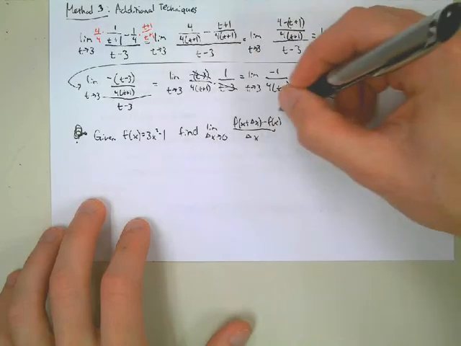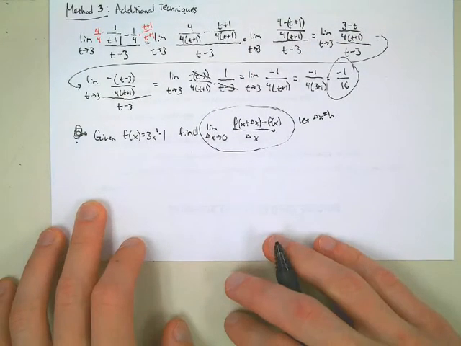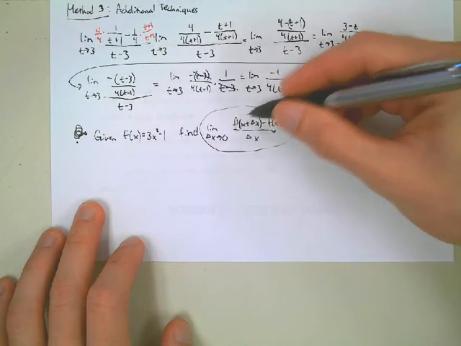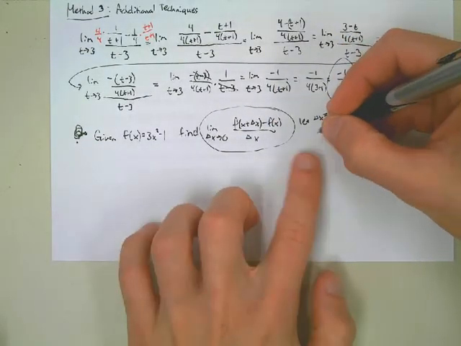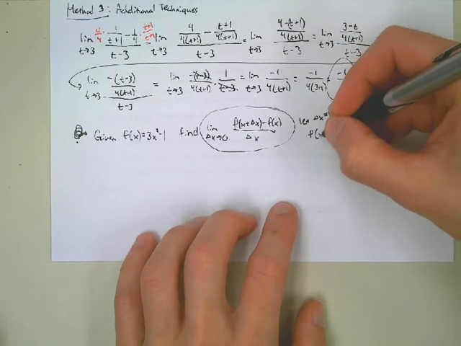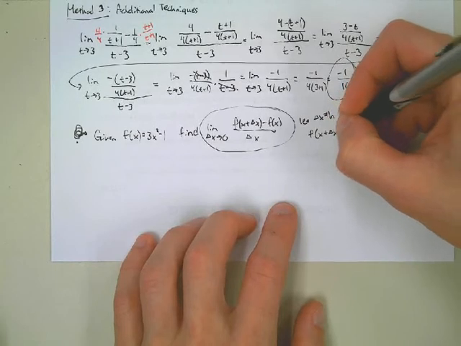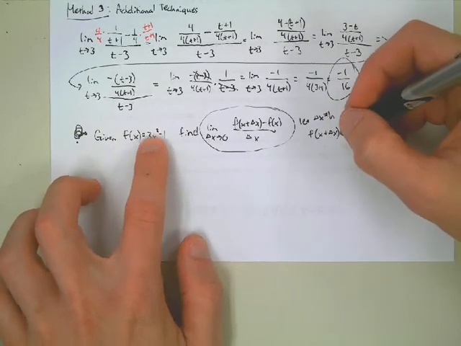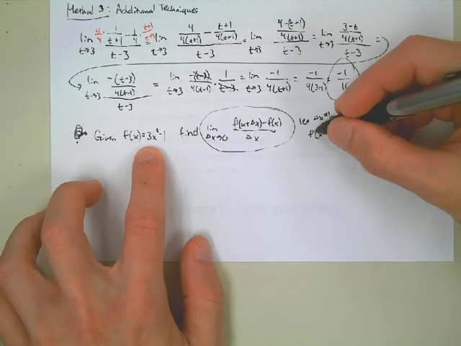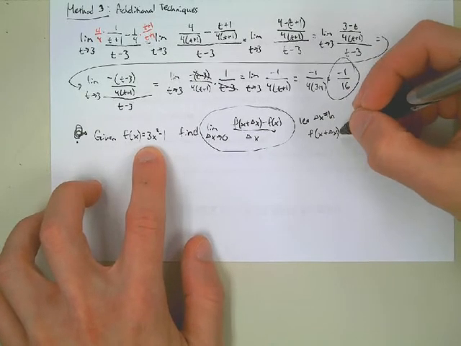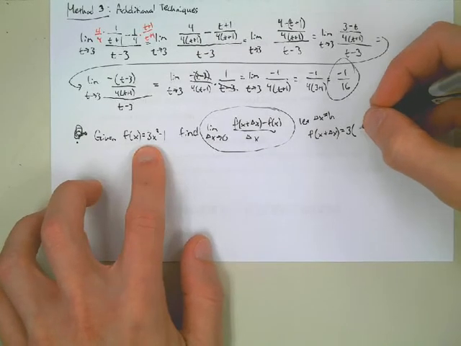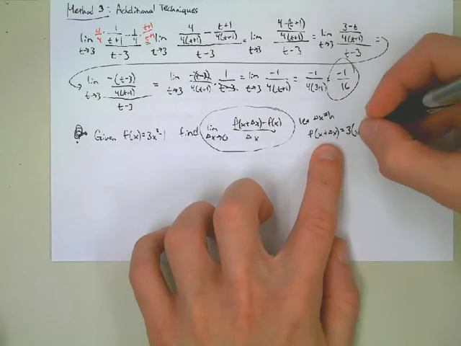I've got to figure out what f of x plus delta x is. So I'm going to do that side work over here. What does that look like? Well, here's f of x. It's 3x squared minus 1. So what will f of x plus delta x be? It's going to be 3 parentheses, in place of the x, x plus delta x, squared. Don't forget the minus 1. Okay?